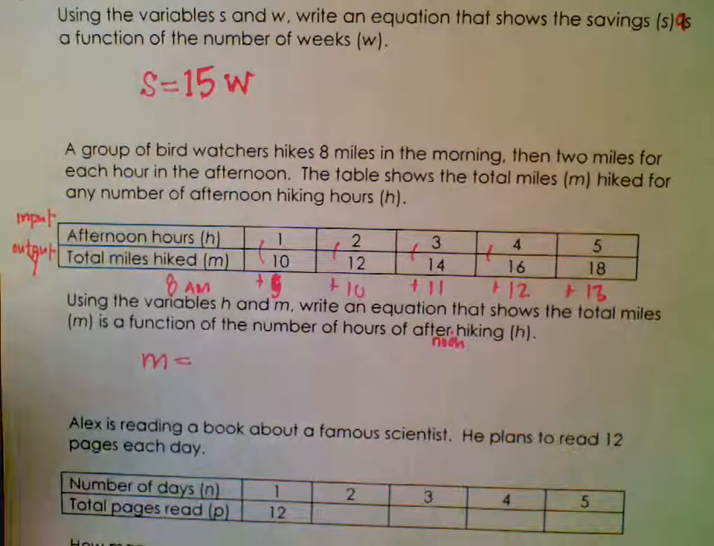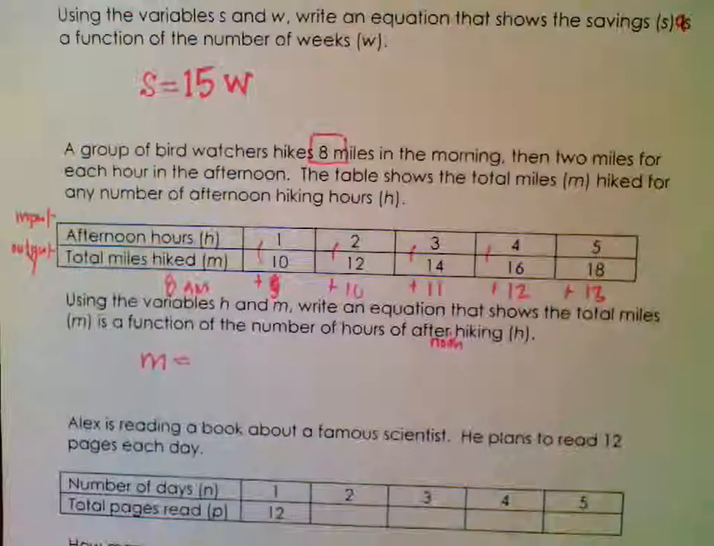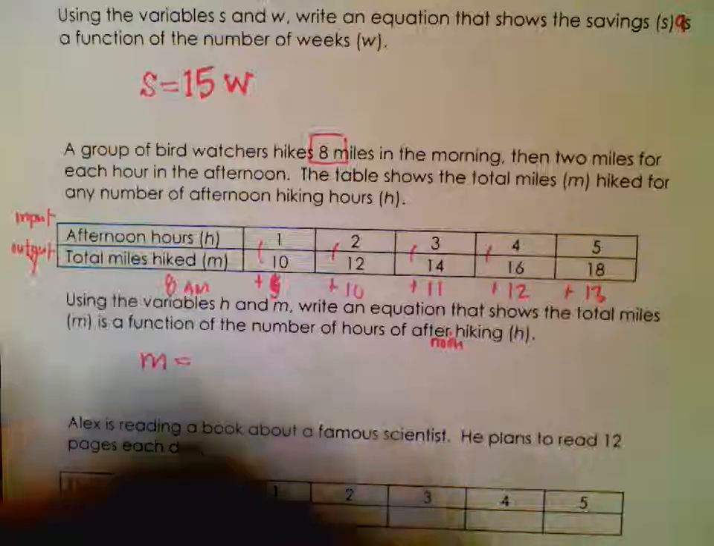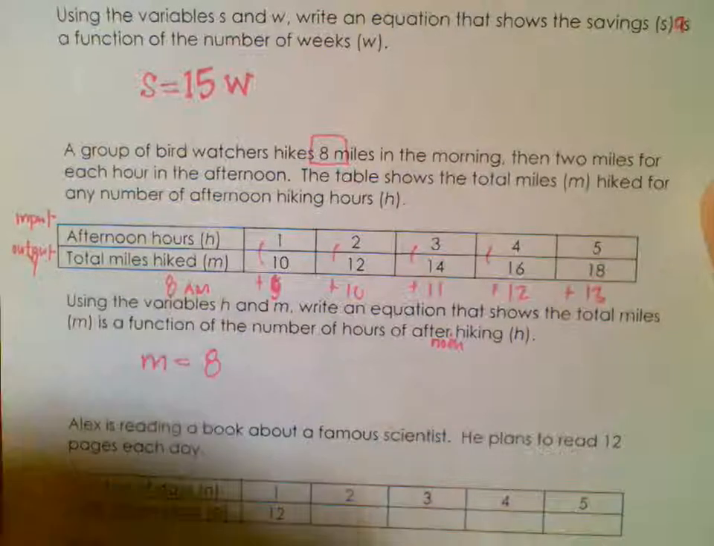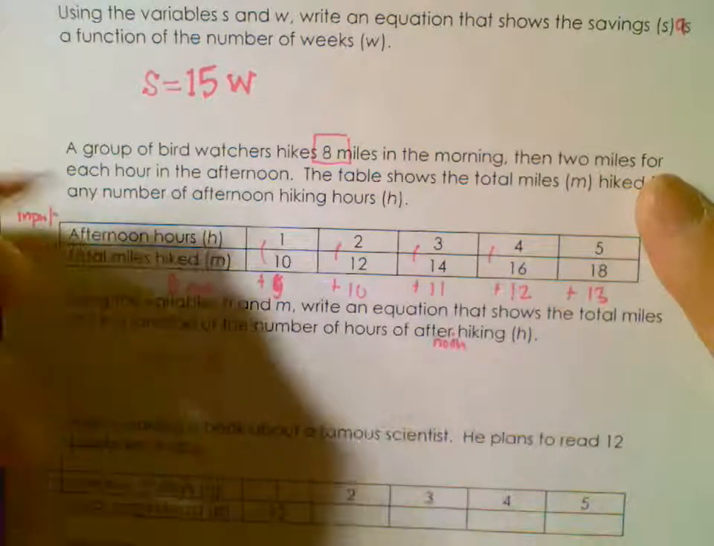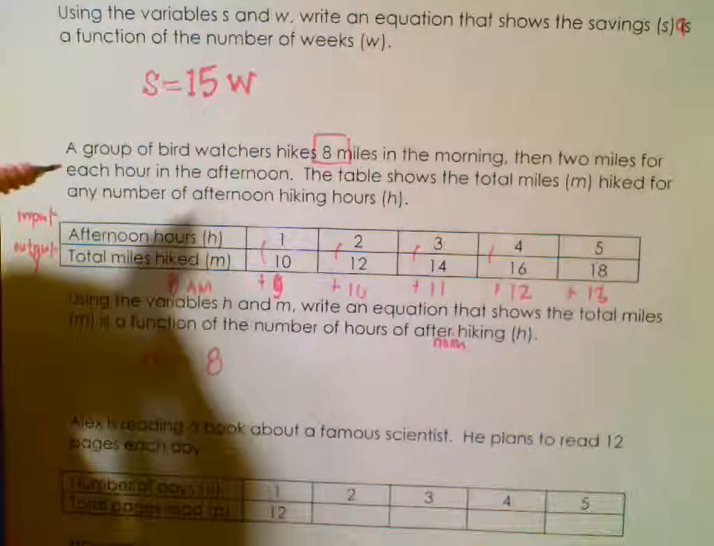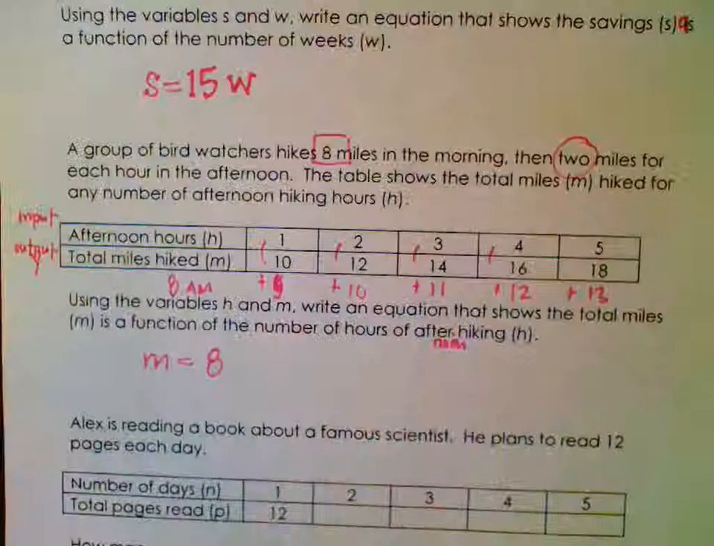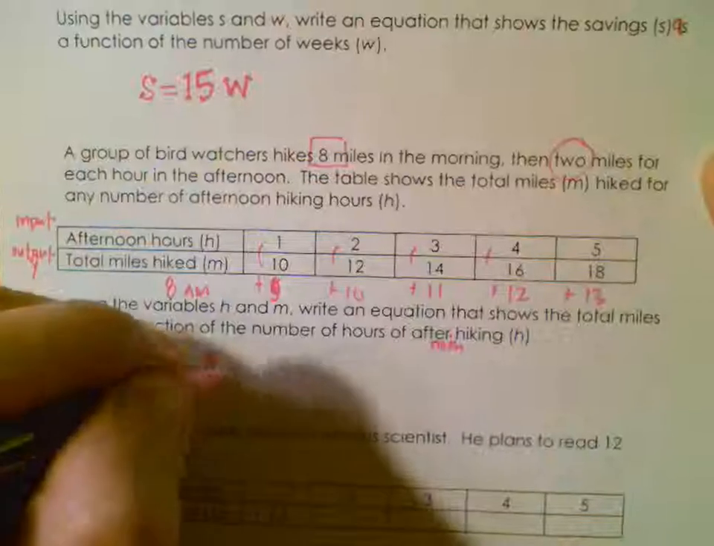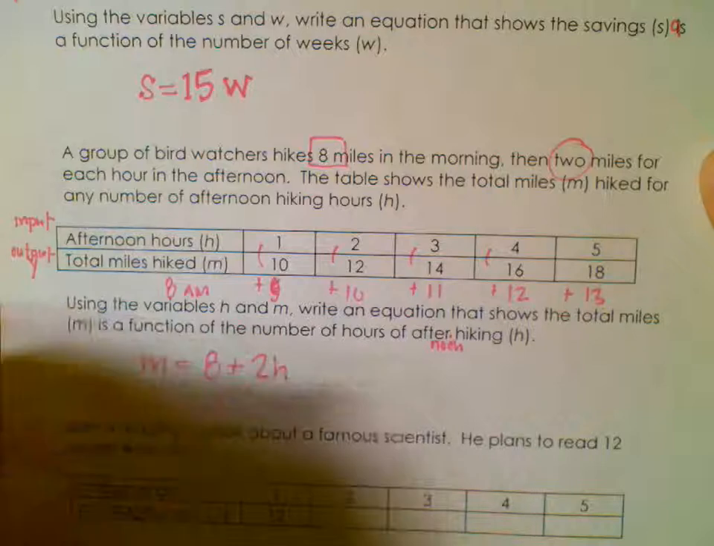Well, we know, boys and girls, that each day starts with 8 miles in the morning. So that's our constant. So we're going to start with 8. Okay? And we're going to add to that whatever they hike in the afternoon. And for every hour they hike in the afternoon, they are going to hike 2 miles. Okay? So we're going to add to that 8 to H.